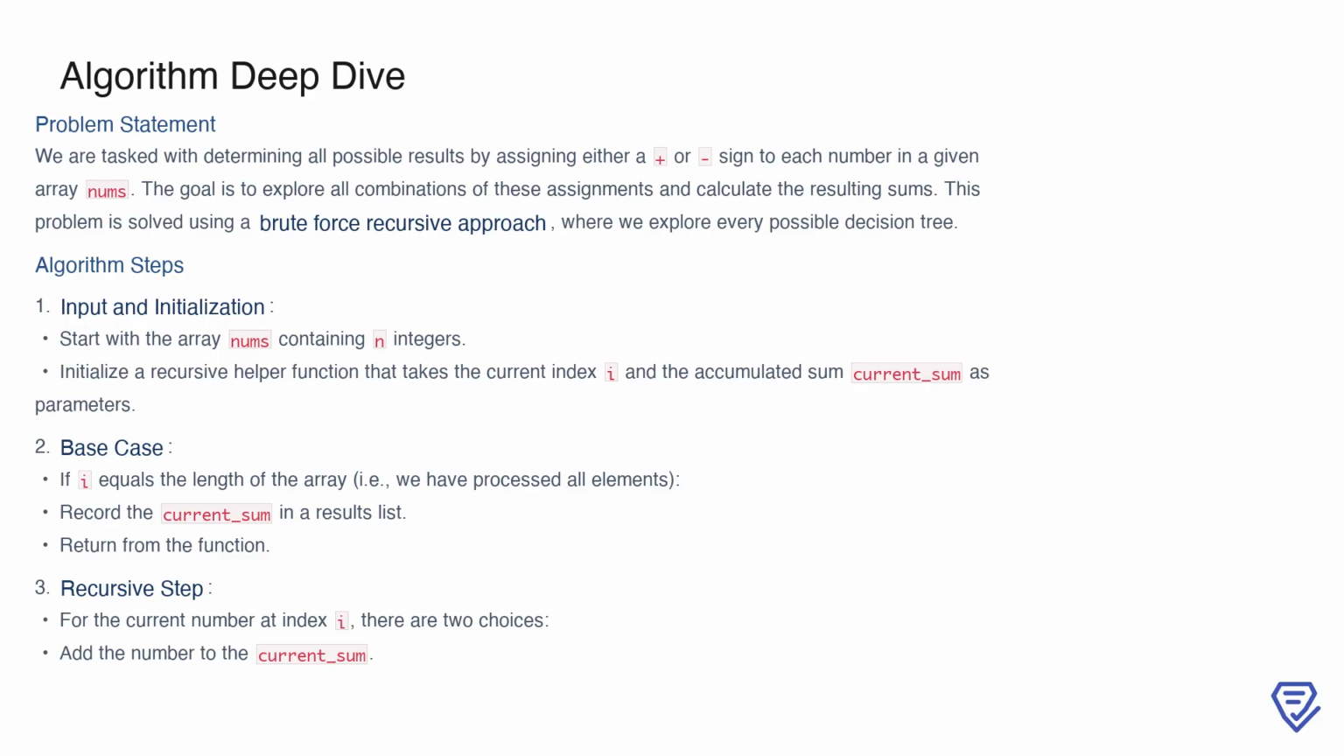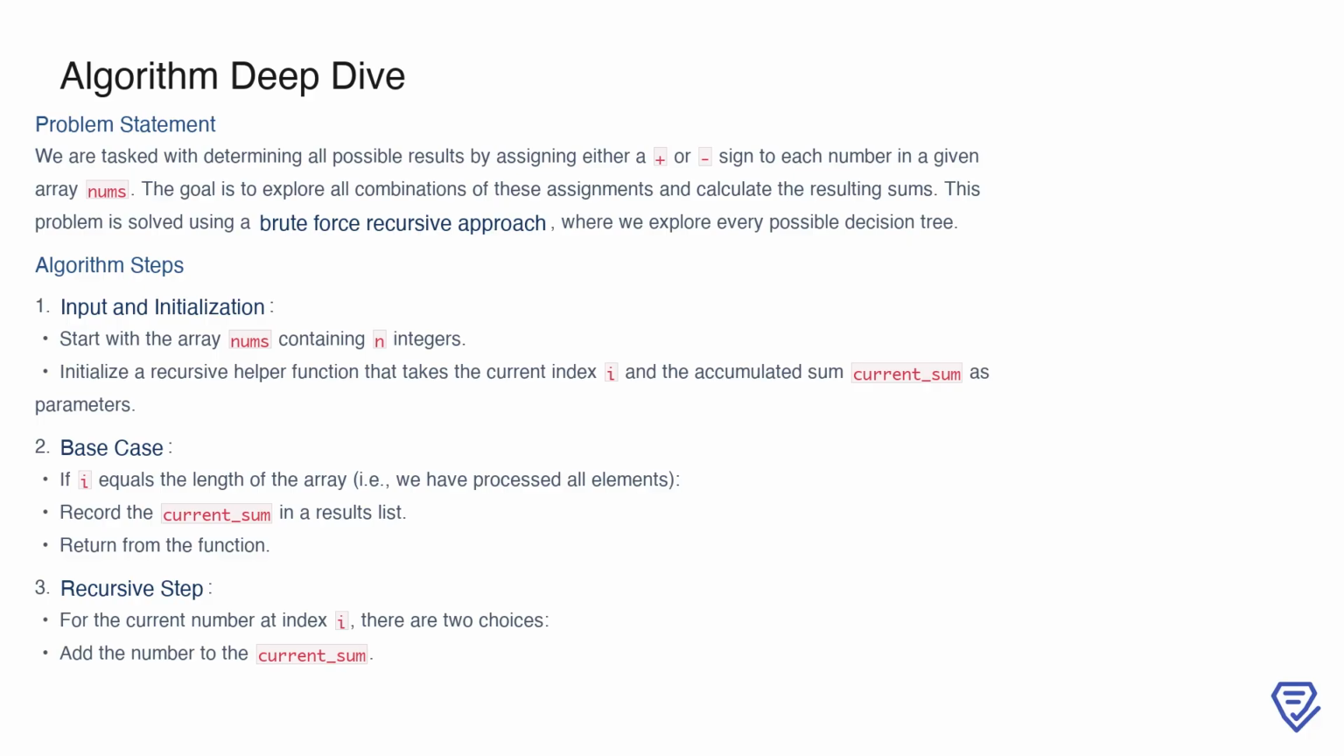The algorithm begins with the input array nums and a helper function that tracks our progress through the array using an index i and the current accumulated sum, current_sum. The base case occurs when we have processed all elements in the array, at which point we record the current_sum and exit the recursion. For each number in the array, there are two possible paths.